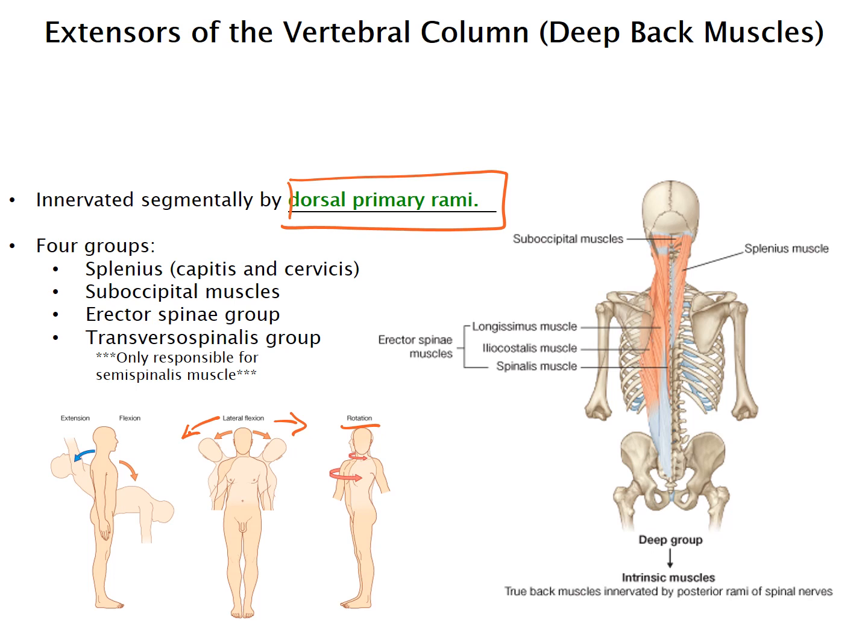The four groups of deep back muscles include the splenius, which is composed of the splenius capitis and splenius cervicis, capitis referring to the head, and cervicis referring to the attachments onto the cervical vertebrae. There's also the suboccipital muscles, the Erector Spinae group, and the transversospinalis group. Notice that of the transversospinalis group, you're only going to be responsible for one muscle, called the semispinalis muscle. The largest and most powerful of these groups is the Erector Spinae group. Let's look at this group first.